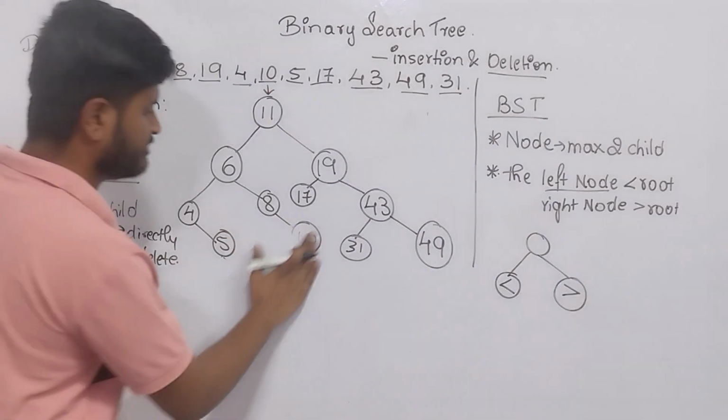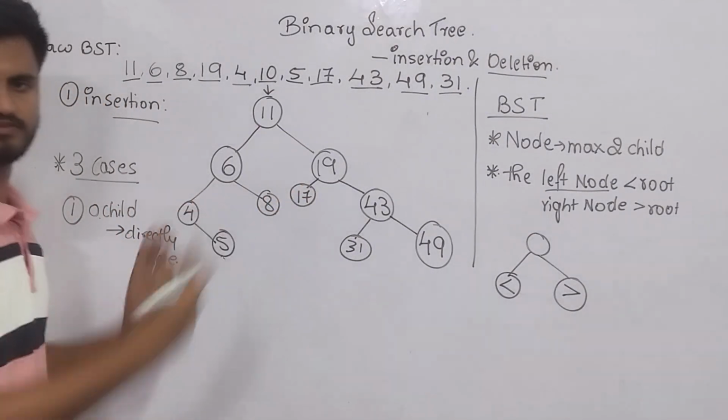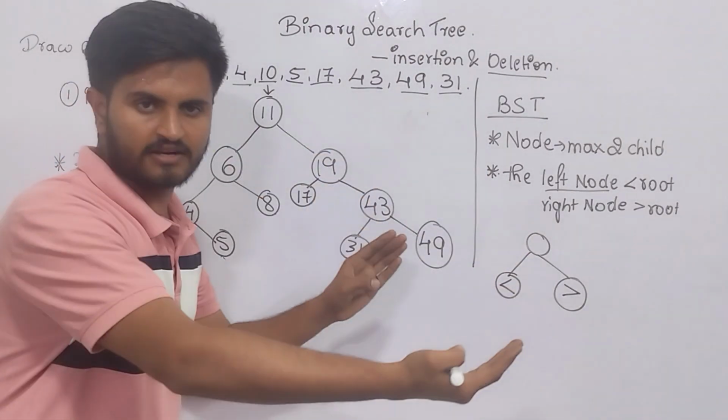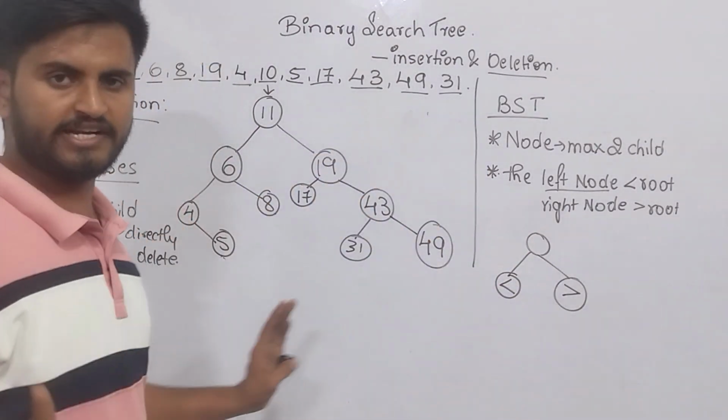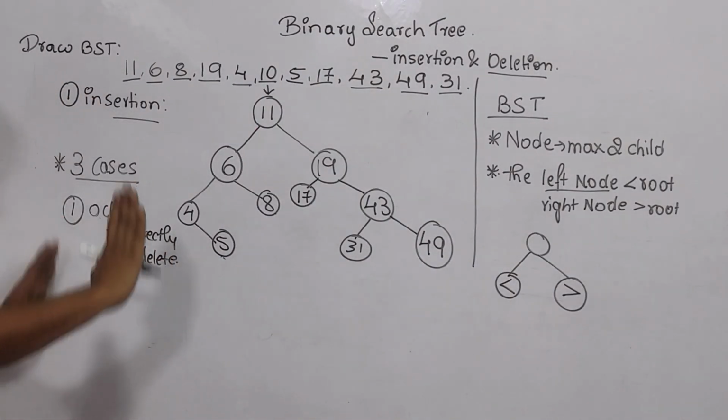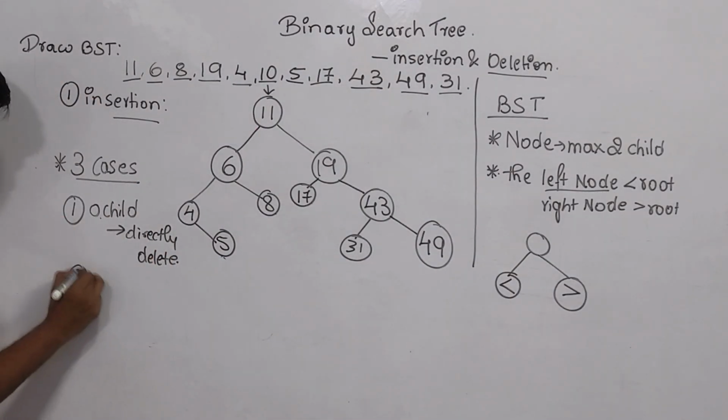So, if you directly delete like this, only this much is left. Draw another graph, just delete the 10, don't write 10. So, it will be the deletion of 0 child. Now, let's delete the 1 child.